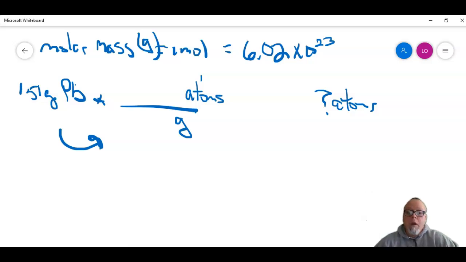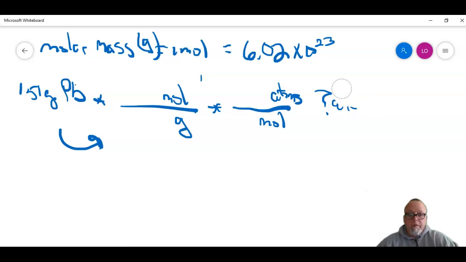We can't go directly to atoms. We have to go through the mole. So we go from grams to the mole, and then multiply again, with moles in the denominator to get rid of it and atoms in the numerator. Now let me erase this for now, and then we can put in our numbers.